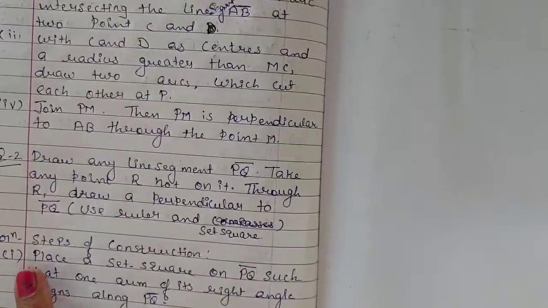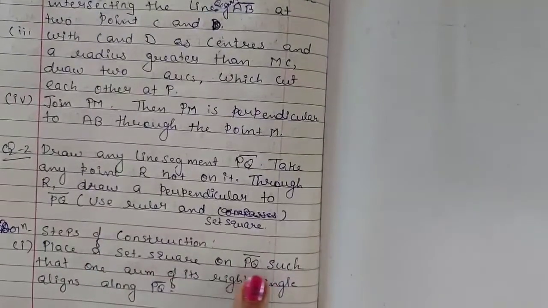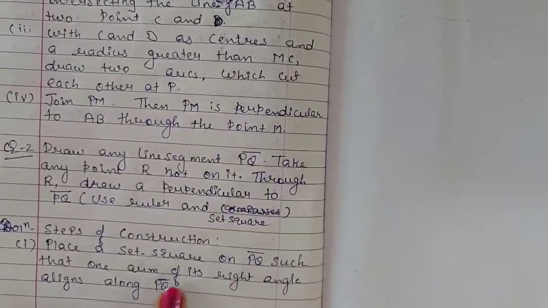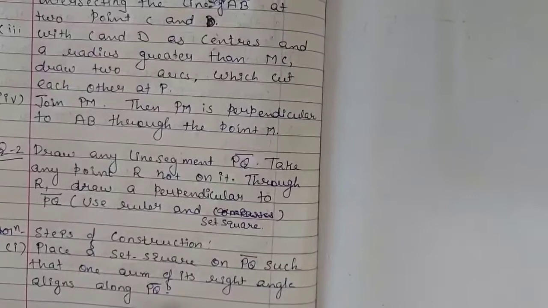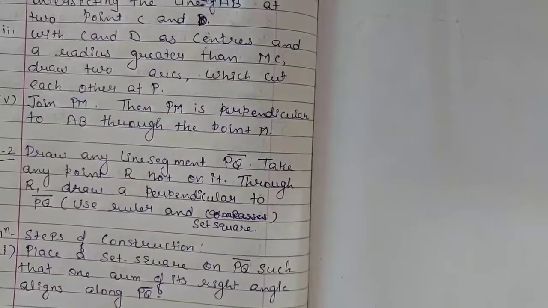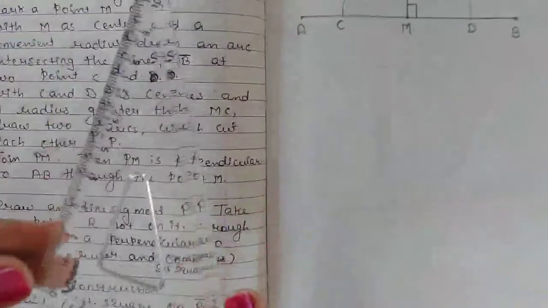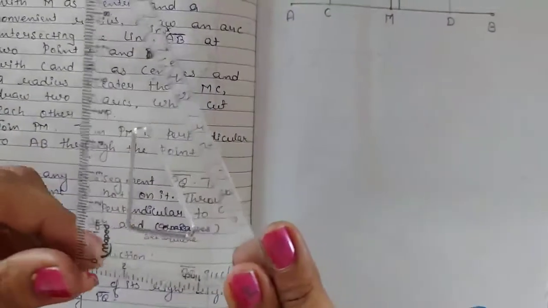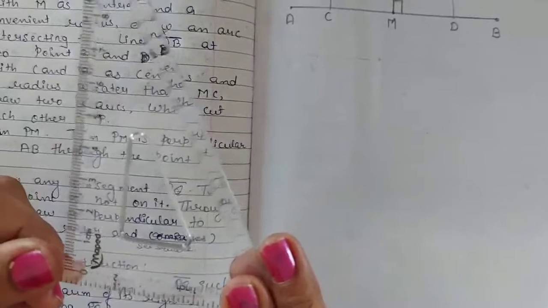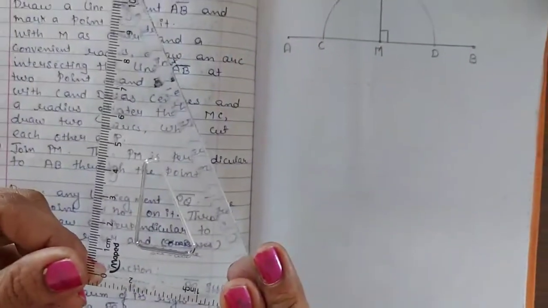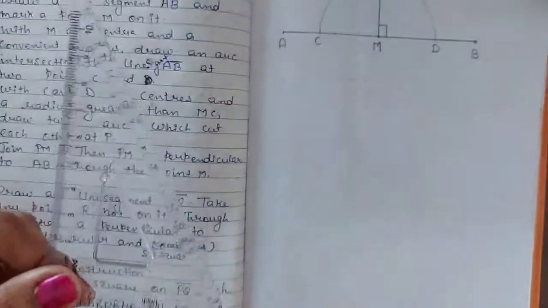1. Place a set square on line segment PQ such that one arm of its right angle aligns along line segment PQ. Students, this is a set square. We have to place this right angle aligned at line segment PQ. So let us draw this.